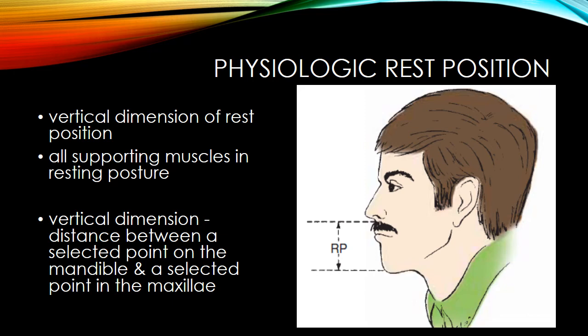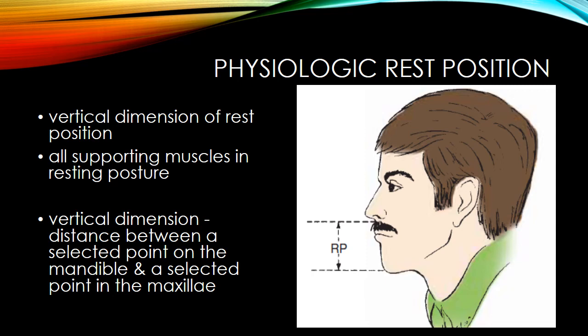So we have two types of vertical dimension. The vertical dimension at rest, or VDR, and the vertical dimension in occlusion, or VDO. The vertical dimension produced when the teeth are in maximum intercuspation is the vertical dimension of occlusion. The vertical dimension measured in physiologic rest position is referred to as the vertical dimension of rest position.